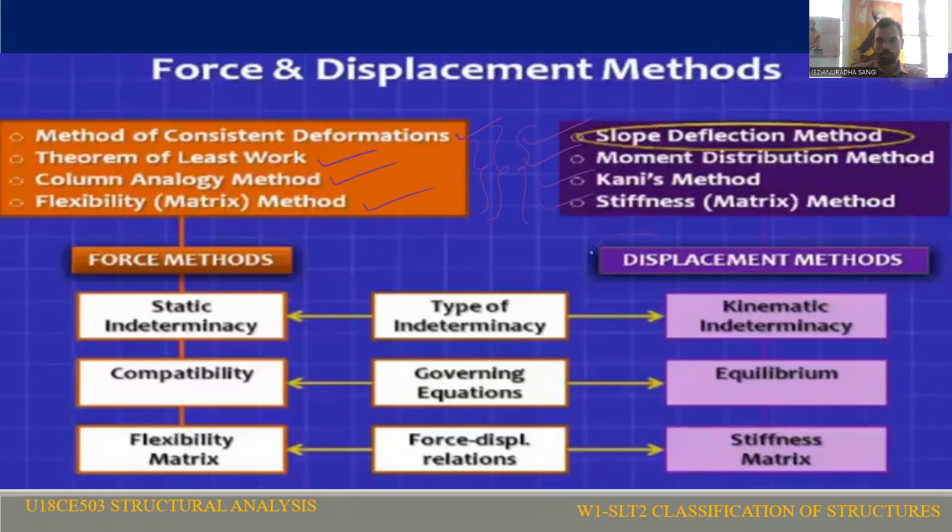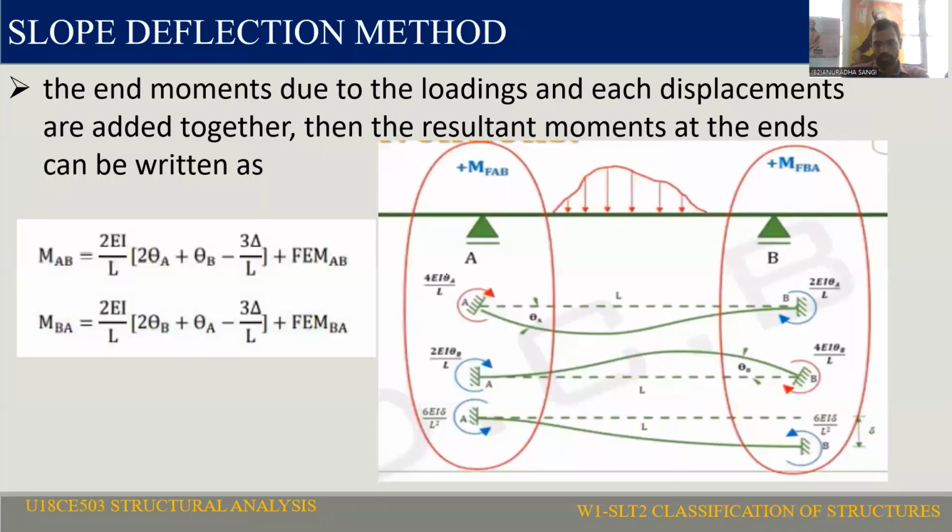Displacement methods of approach are used when the degree of kinematic indeterminacy is less. If the degree of kinematic indeterminacy is less, then we'll use the displacement methods of approach. If the static indeterminacy is less, then we'll use the force methods of approach. Okay, so this is about the classification of structures.